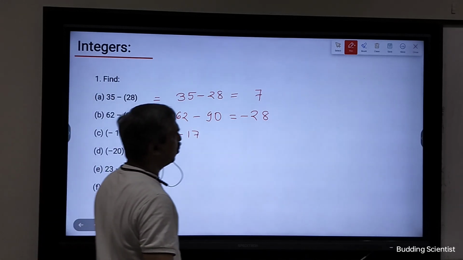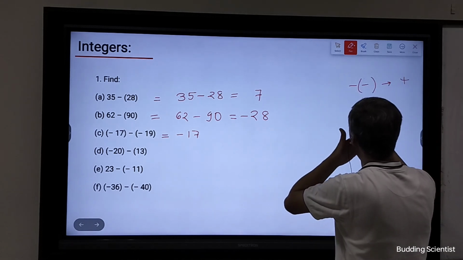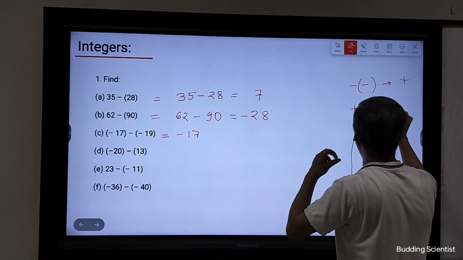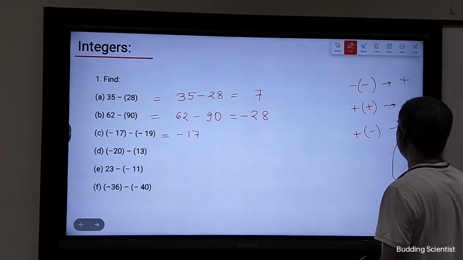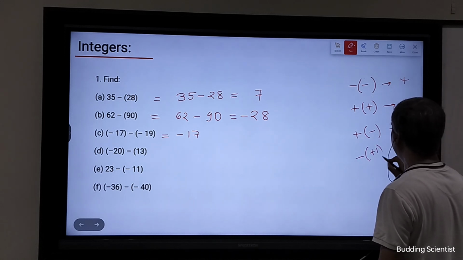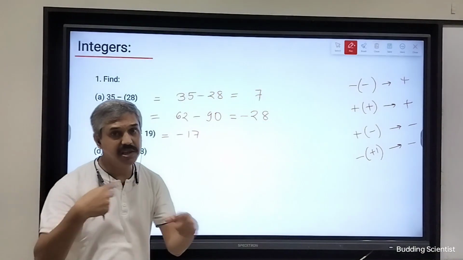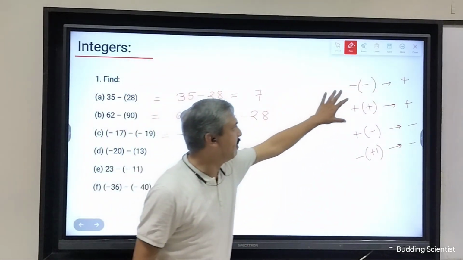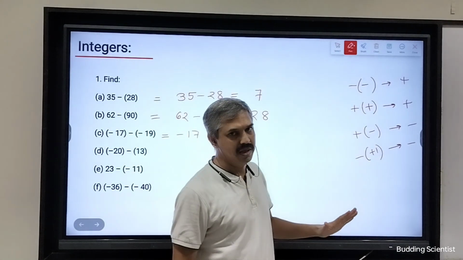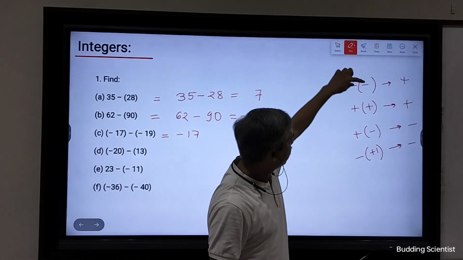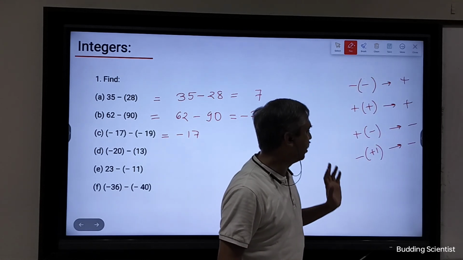Minus minus, we already know that if there is minus minus, it becomes plus. If there is plus plus, it remains plus. But if there is plus minus, it becomes minus. And if there is minus plus, it shall become minus. So the two signs are consecutive, immediately one after another, with no number in between. A sign, then the next sign. My bracket might be there, but there is no other number here. If that happens, then if both the signs are the same, the answer is positive. If the signs are opposite, the answer is negative.